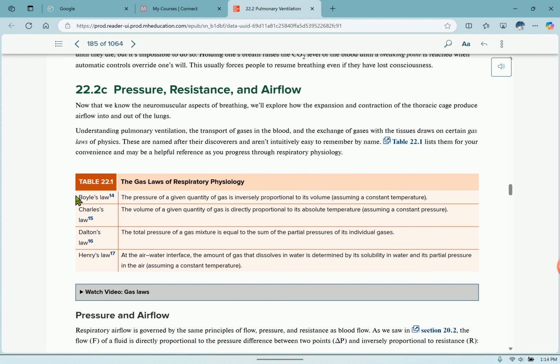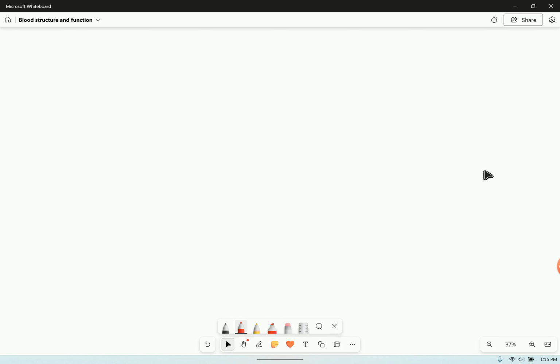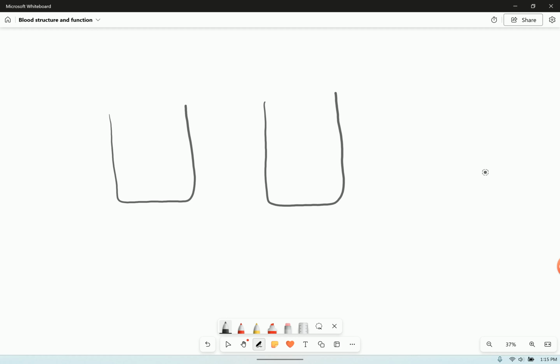So with Boyle's law, that is, the pressure of a given quantity of gas is inversely proportionate to its volume. Okay, so let's put that in layman's terms. So we're going to have two containers here and a kind of a plunger similar to a syringe where you're going to draw a fluid into the syringe via that rubber plunger.